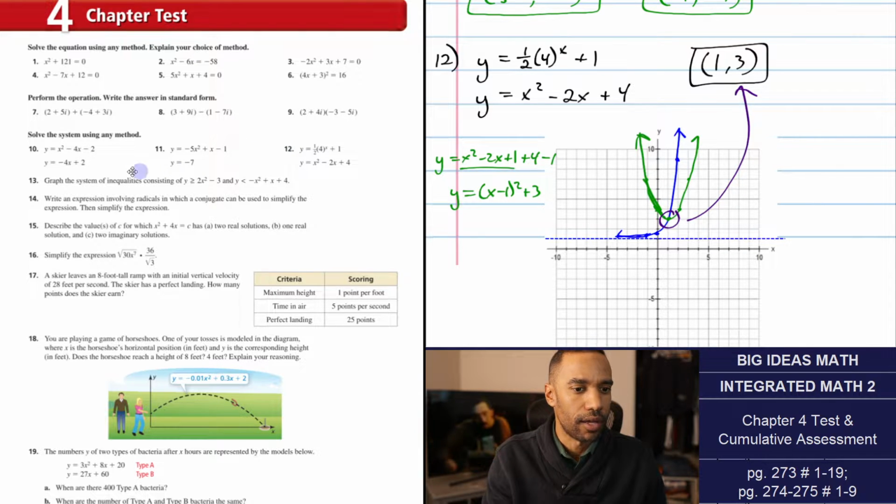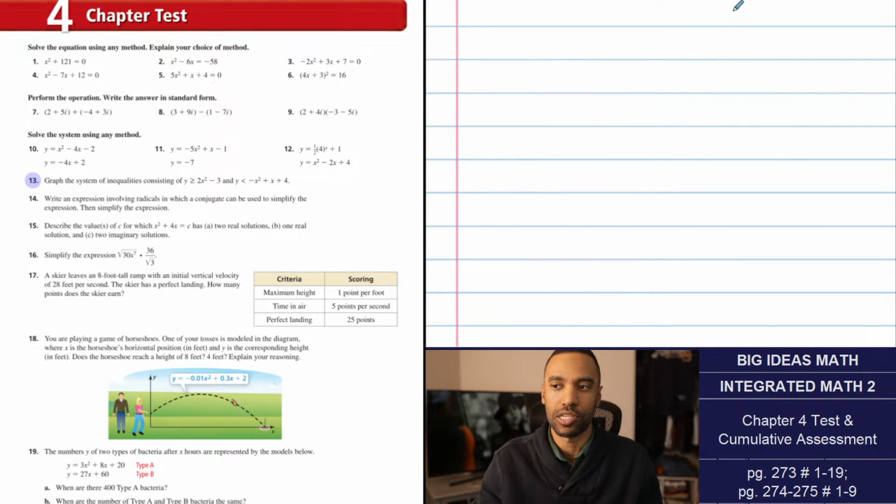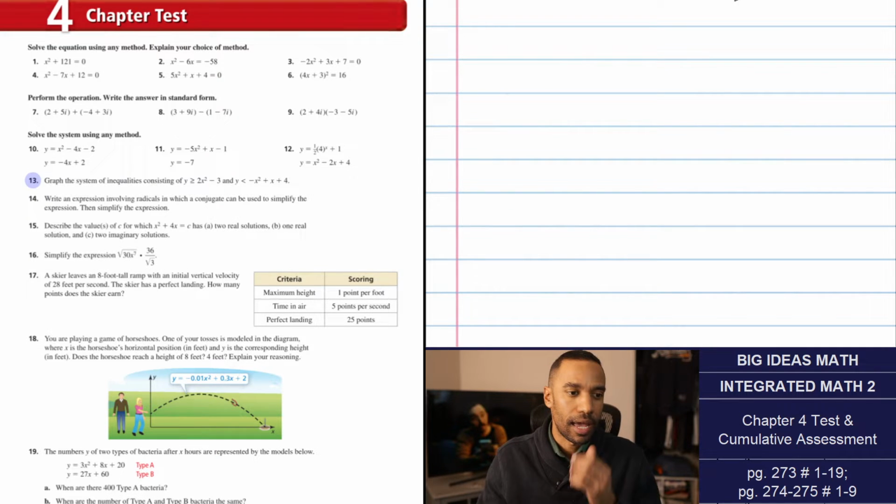Graph the system of inequalities. I haven't done this section yet. I think I did the review with you guys before though, right? So we did see some questions with these. I didn't do this section.